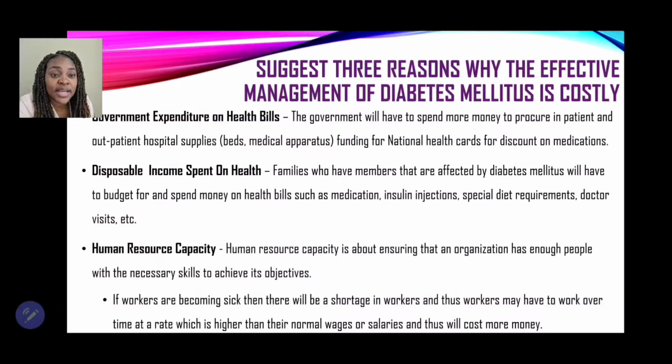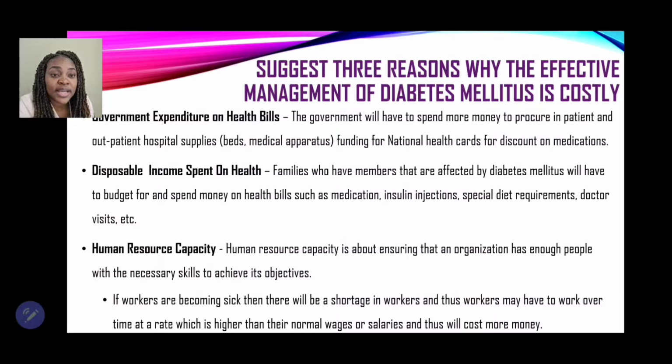The government will have to spend more money to provide inpatient and outpatient care, as well as hospital supplies. So we may speak of beds, medical tools or apparatus, also funding for national health cards for discount on medications. All right, so take for instance, in Jamaica, you know that healthcare is free. Good. As well as other parts of the country, right? Other parts of the world or other countries.